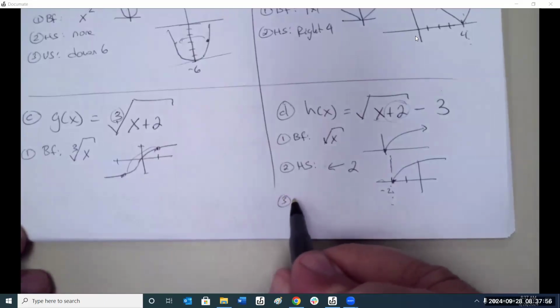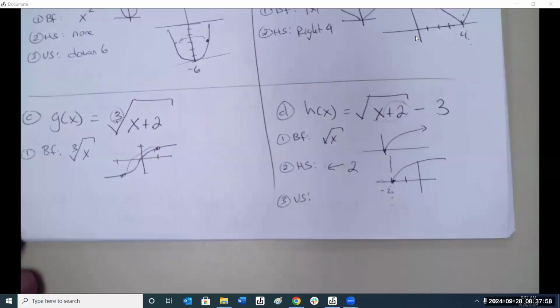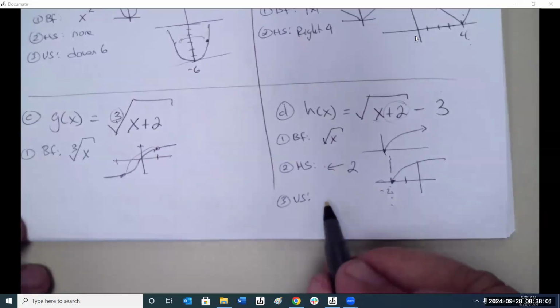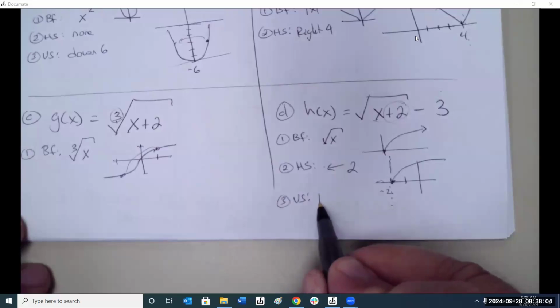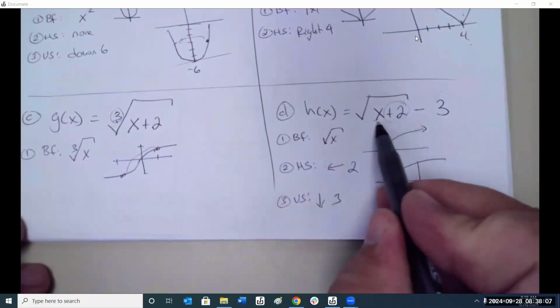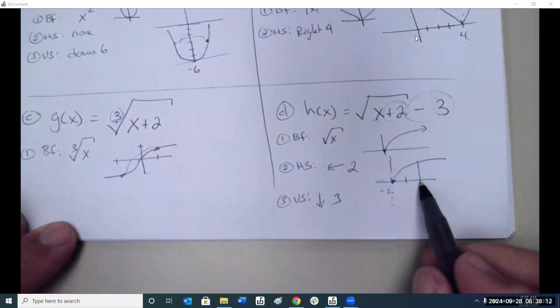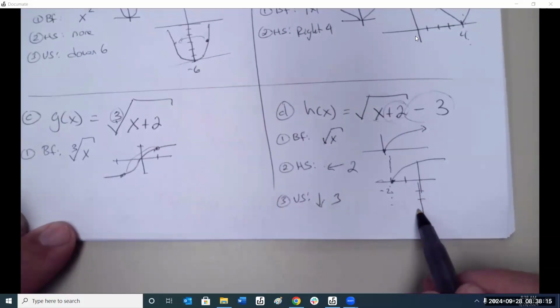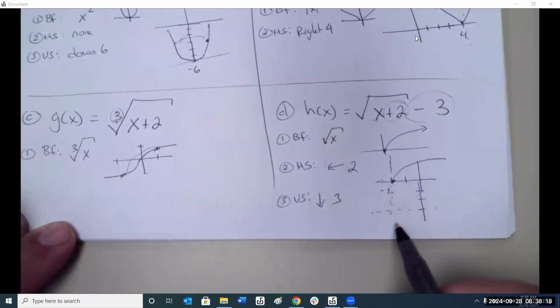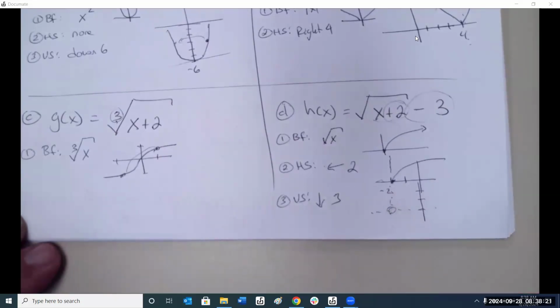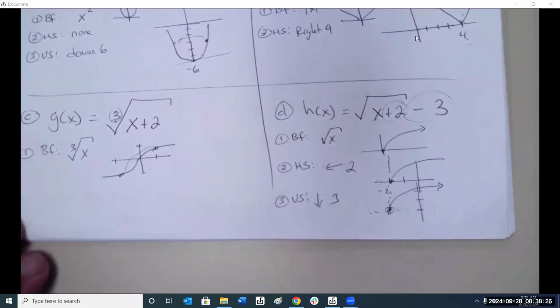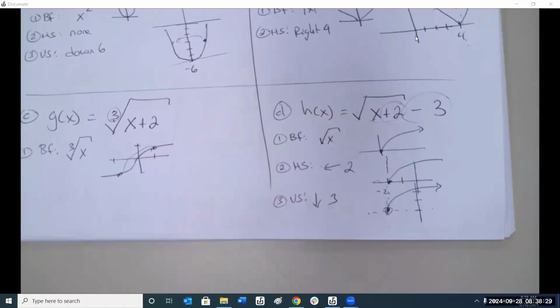Is there a vertical shift? Where, how many? Yeah. Because remember, inside it's opposite, outside it is what it is. So what that one says is now I go down 3 spaces. 1, 2, 3. So my new origin is right here. I shift left, down 3, and my graph looks the same. That's all a transformation does, is it changes the location of the origin.